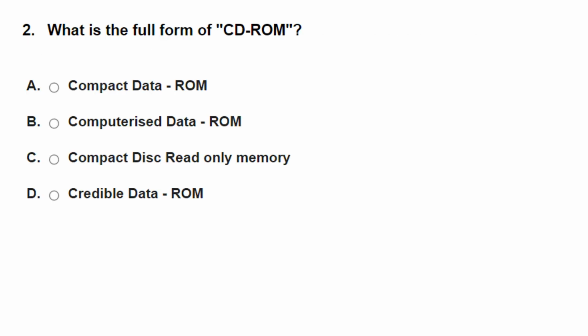What is the full form of CD-ROM? So here in this question they ask you about the full form of the CD-ROM, for which the first option here is compact data ROM, second one is computerized data ROM, third one is compact disk read-only memory, and the last one is credible data ROM. So a CD-ROM, the compact disk read-only memory, is a prepressed optical compact disk that contains the data.